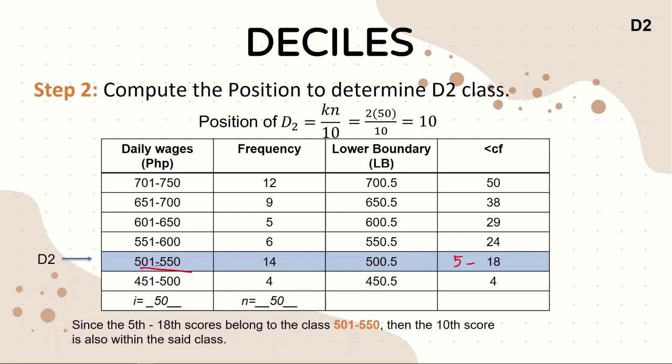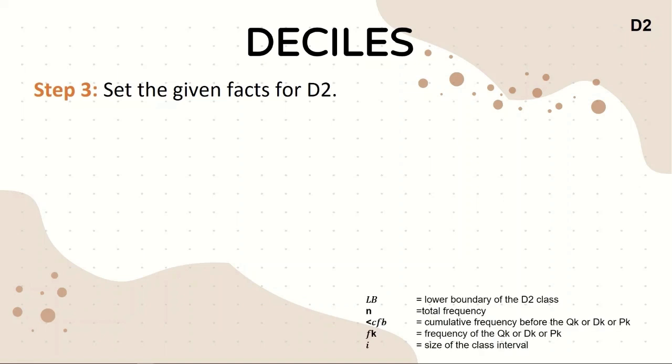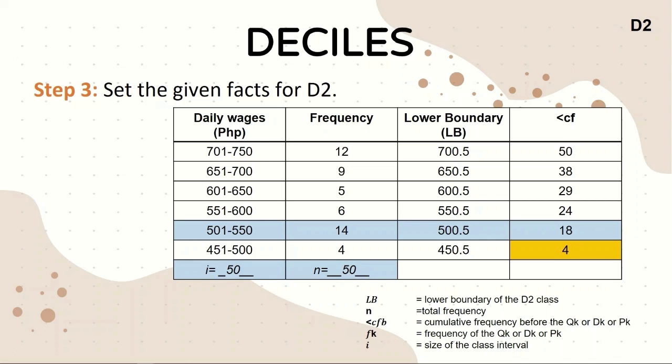For step 3, set the given facts for decile 2. What we will read for the given facts is the distribution table from step 2. So look, or please refer, to the distribution table.